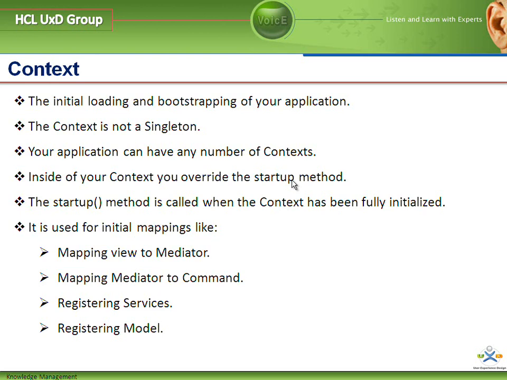Your application can have any number of contexts, and inside a context we need to override a method called startup. Inside the startup method, we initialize all initial mappings of your RobotLegs application, and each context class has to extend the Context of the RobotLegs framework. In initial mappings, we map between a view to mediator, mediator to command, and register services and models. This is all about a context.